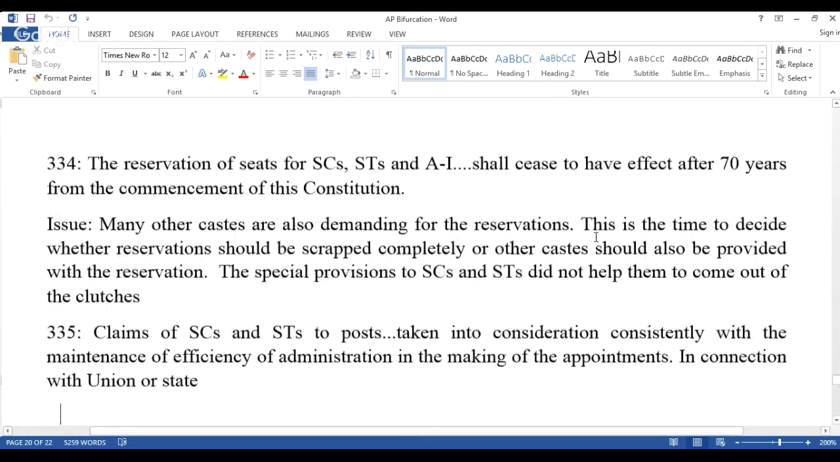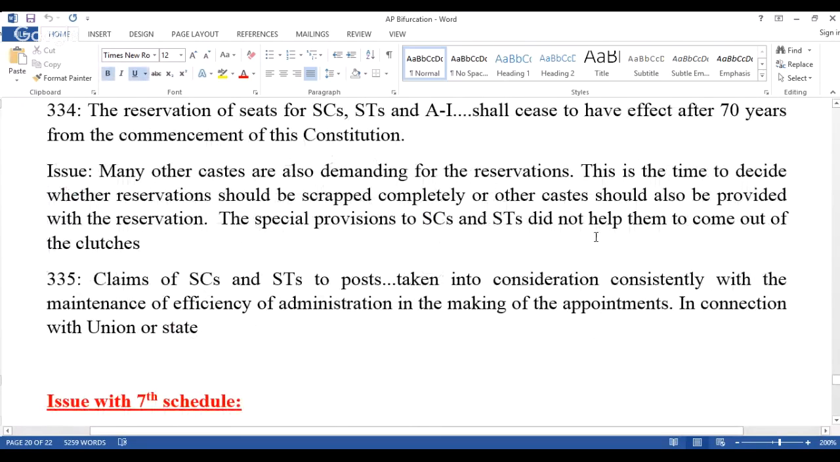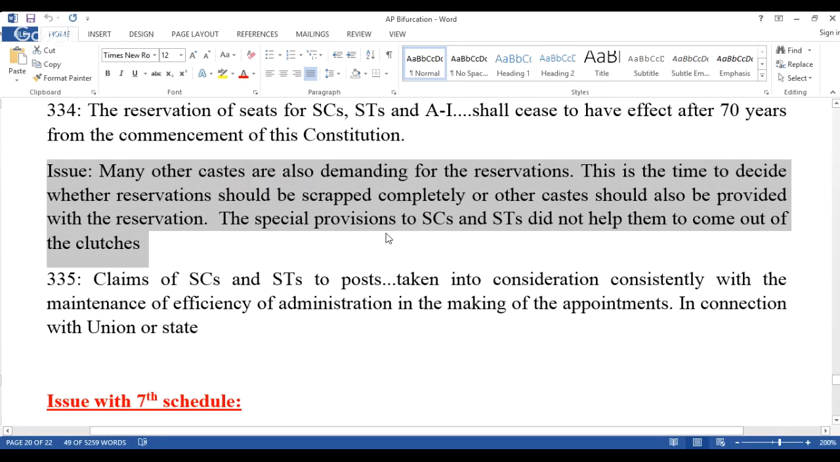Next, look at this. Article 334 says that the reservation of seats for SCs, STs, and Anglo-Indians shall cease to have effect after 70 years from the date of commencement of the Constitution. Originally, instead of 70, it was mentioned as 10. Later, 10 was replaced by 20, 20 became 30, 40, 50, 60, and 70. And before January 26th, 2020, this 70 will become 80. What are the issues here? The issue is that many other castes are also demanding reservations. So this is the time for India to decide whether the reservation should be scrapped completely or other castes should also be provided with reservations.